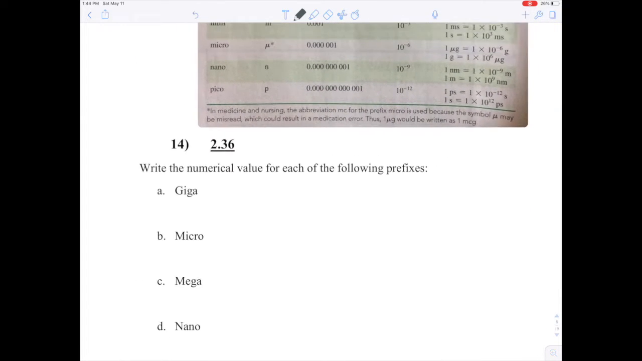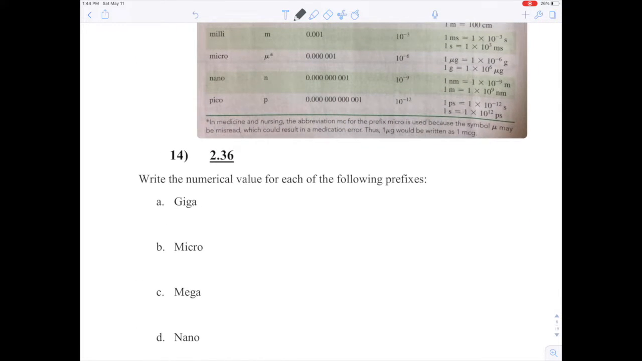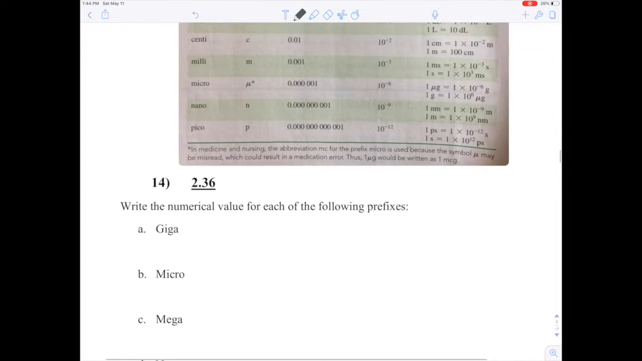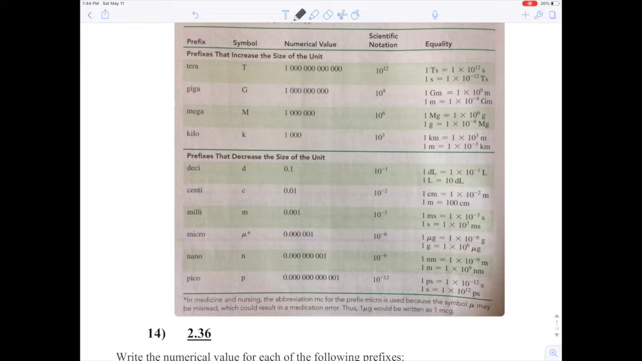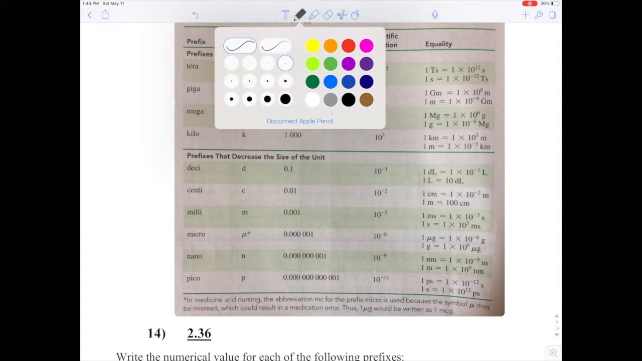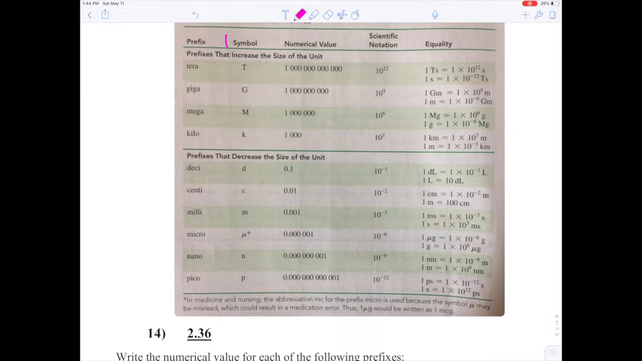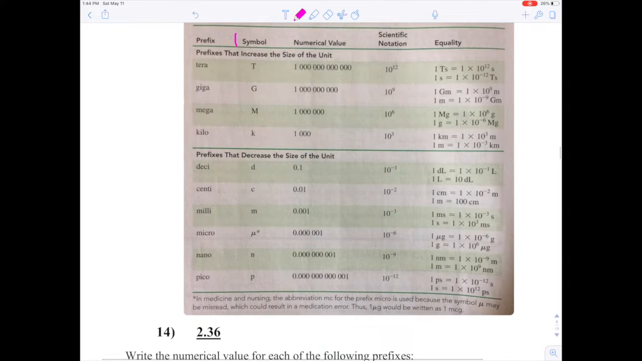So in this first one, it says write that number value for each of the following prefixes. Now the first one, giga, we saw the process you'd want to go through here is to look at the symbols, or in this case, because they're giving you the name, you can look at the prefixes. So look at the prefixes. Once you see giga, we're going to stop. Okay, so here it is. And then we're going to look for the numerical value.